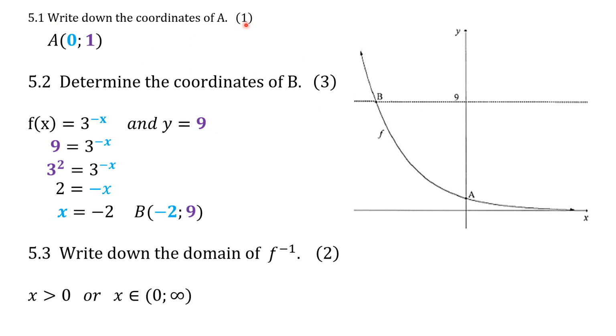Write down the coordinates of A. So at A we should know x is 0. Anything to the power 0 gives me 1. So therefore A is simply (0, 1).